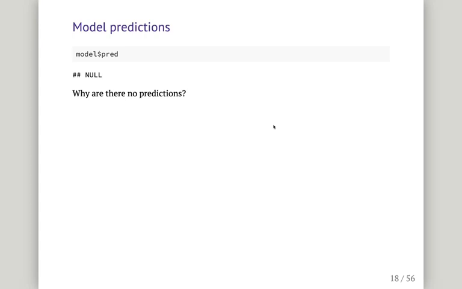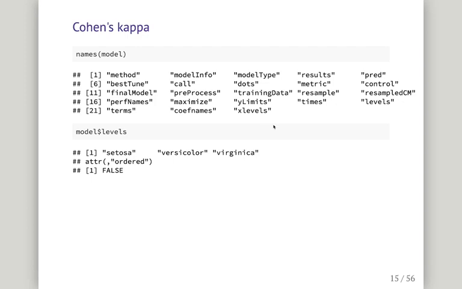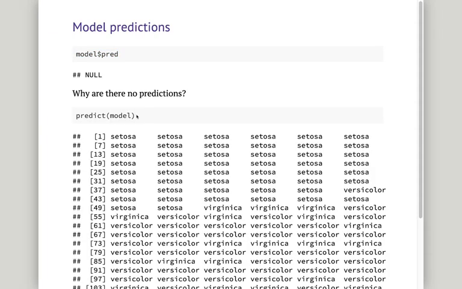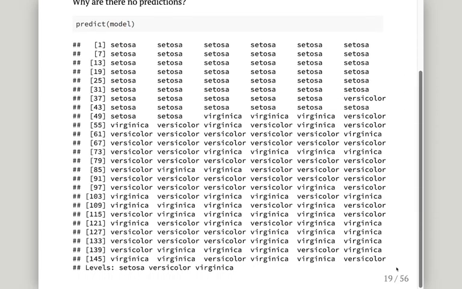Let's say we want to look at the model prediction. So something that looks like it might be promising in this model names is this pred item. However, if we look at the pred object within the model, we get back a null. Those predictions are empty. It turns out that instead, we need to apply the predict function to actually do those predictions. So if we use the predict function on our model, what will happen is that R will make predictions on the data that was used to build the model. So these are the predictions for the original data.